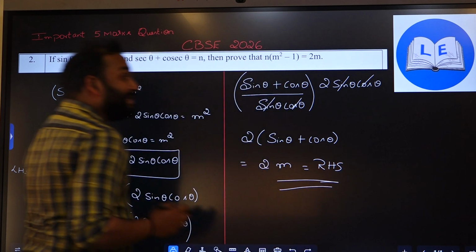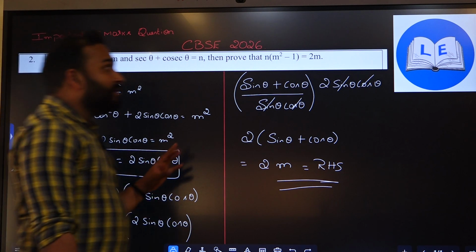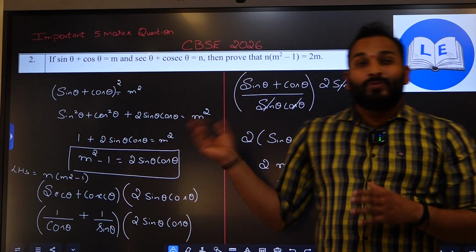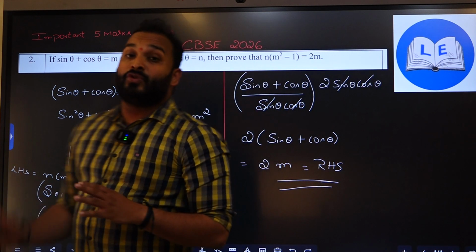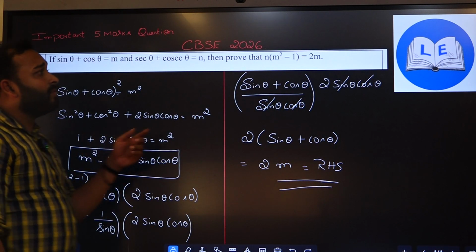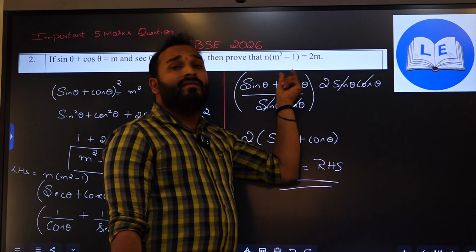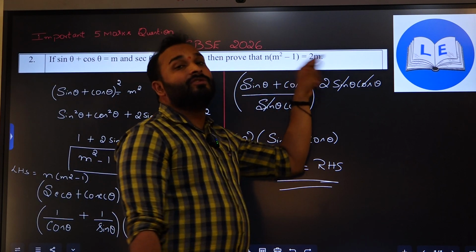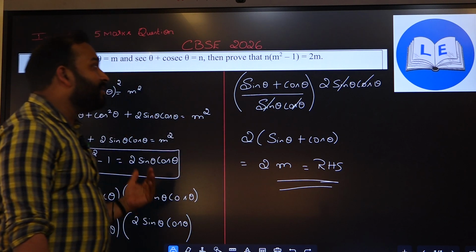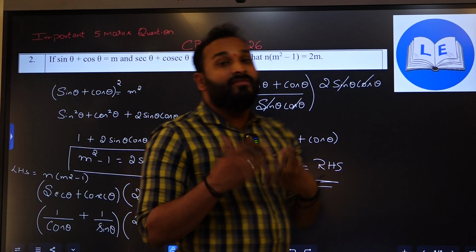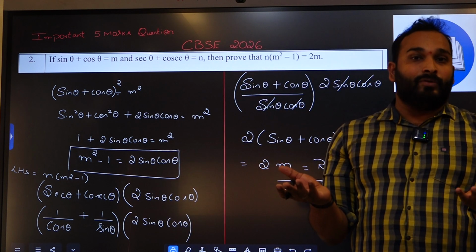See, such an easy and simple question. See children, in one of the papers, this was given for 5 marks. Such a simple and easy question which you can solve and get 5 marks here. And in some other questions, they will not give you such a simple term as 2m. They can give you something else also. In that case, try to solve LHS separately, RHS separately, and then check whether the LHS is equal to RHS.